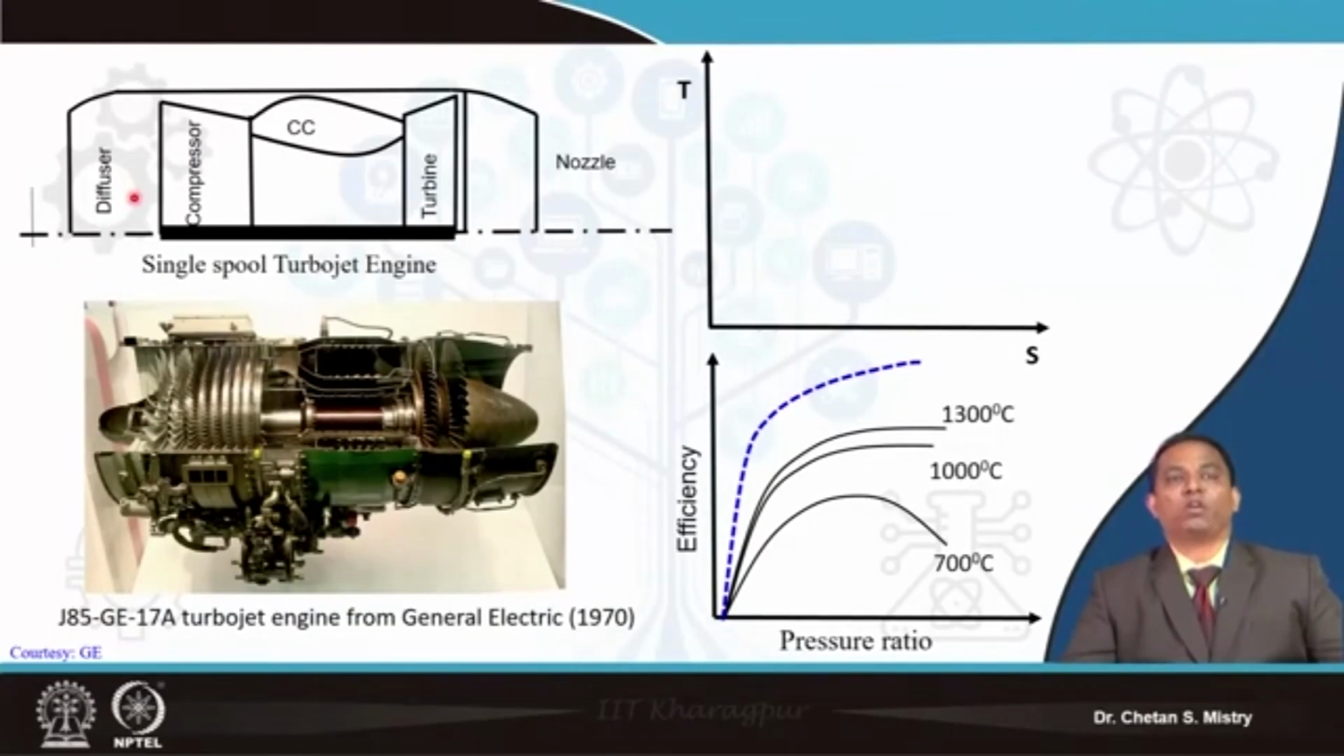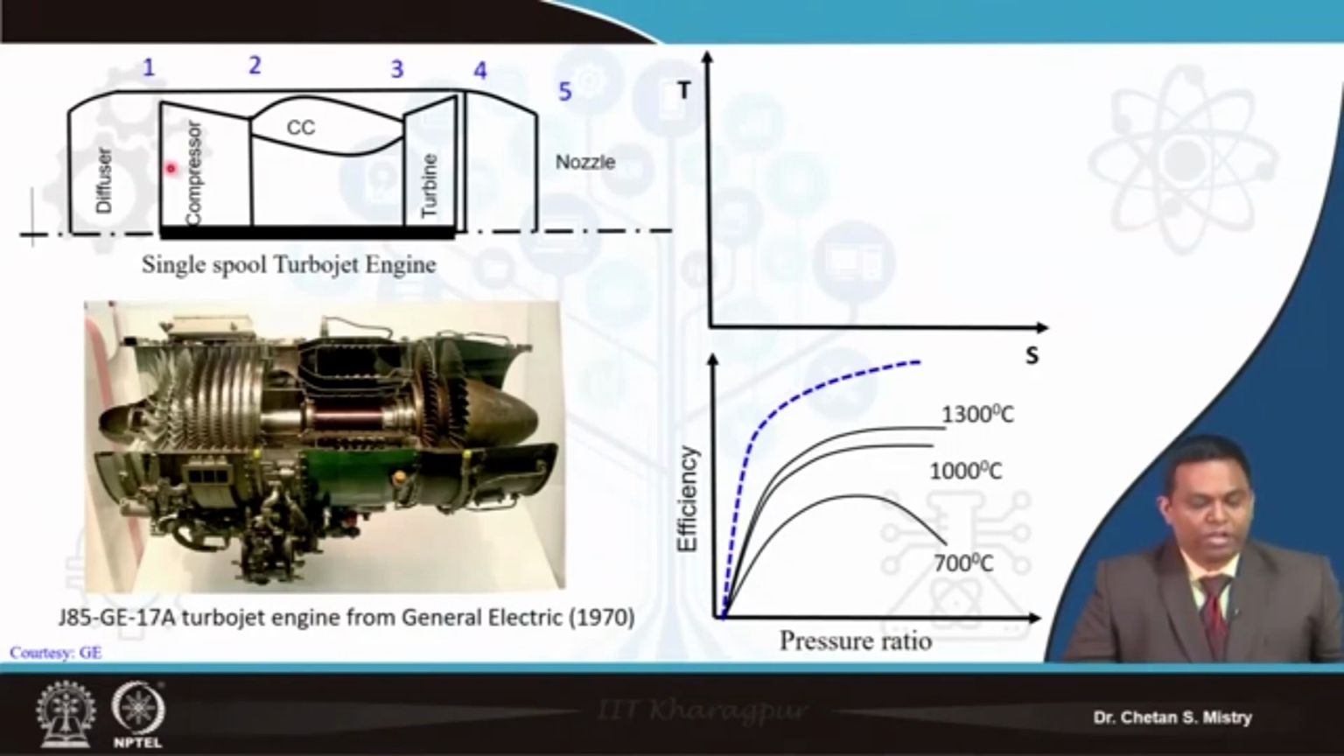In order to move the aircraft in the forward direction, we look for a component of force called thrust, and the thrust is generated by all these components and by the flow coming out of the exhaust nozzle. Now if you look here, I am putting different stations, station 1, 2, 3, 4, 5. I can represent the whole process in a thermodynamic cycle.